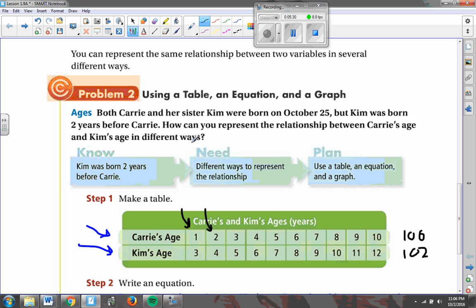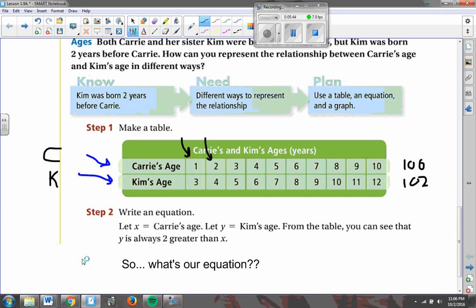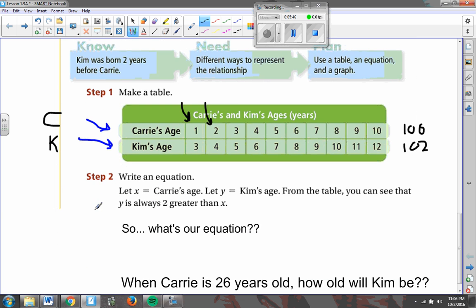So remember that today we're talking about equations with two variables. So here we should have two variables. And it's okay if you want to use x and y, but I'm going to use C for Carrie and K for Kim. Okay? C for Carrie, K for Kim. I don't like the idea of letting x be Carrie's age and y be Kim's age. I'm just going to use C and K for Carrie and for Kim.